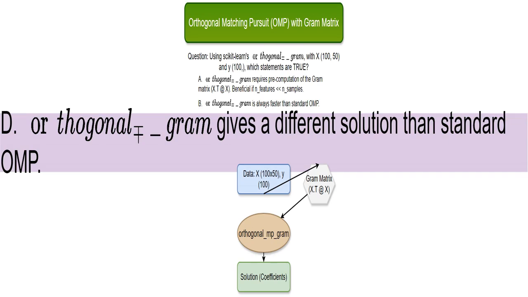The gram matrix is a special matrix derived from our data matrix, X. It represents the inner products, dot products, of all pairs of columns in X. Calculating it beforehand allows _orthogonal_MP_gram to avoid repeating a lot of those calculations during the main OMP algorithm. In simpler terms, a smart way to save computation time.